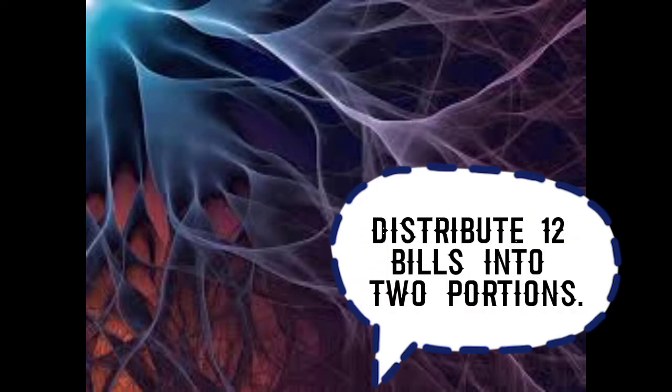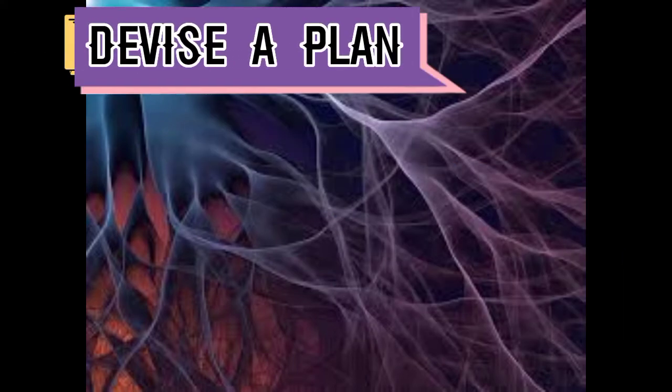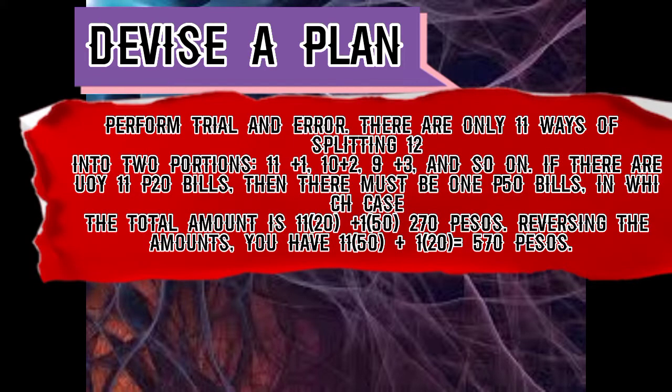Solution. First step, understand the problem. Distribute 12 bills into 2 portions. Second step, devise a plan. Perform trial and error. Try out only 11 ways of splitting 12 into 2 portions.